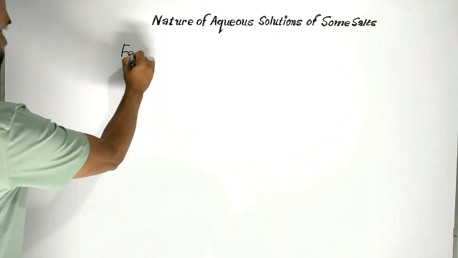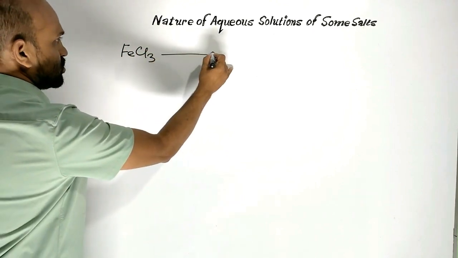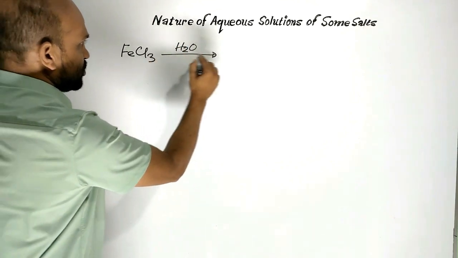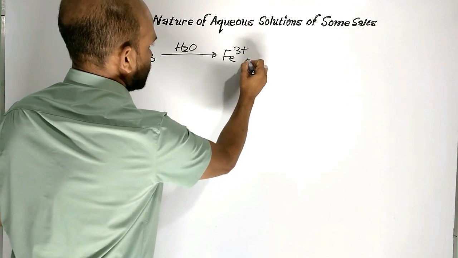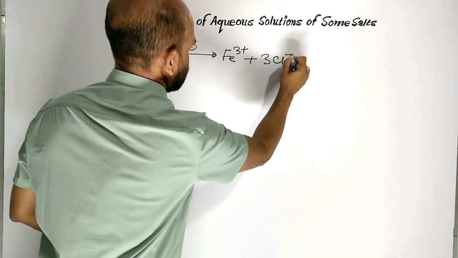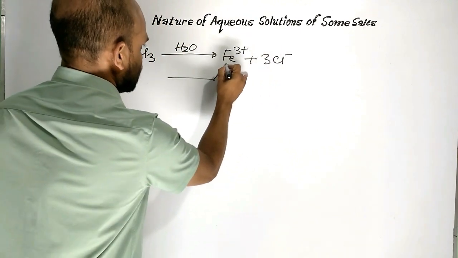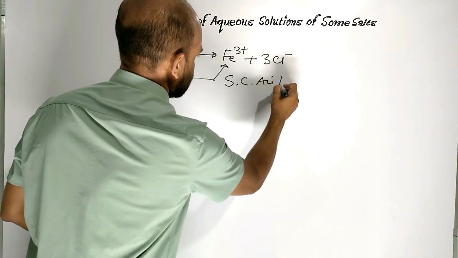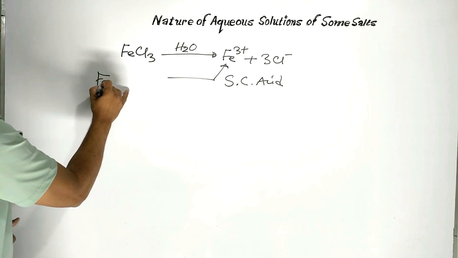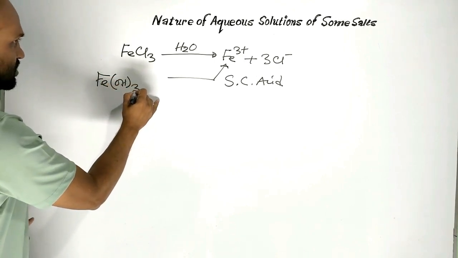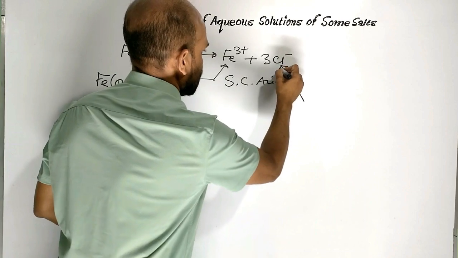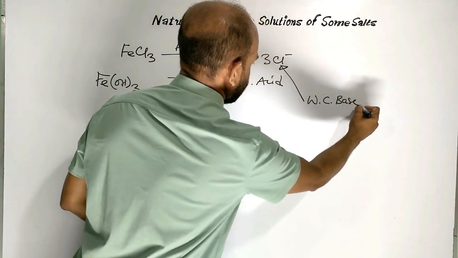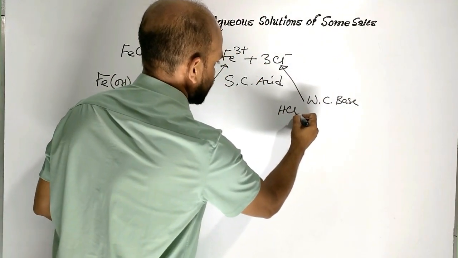Now, ferric chloride. When ferric chloride is dissolved in water, it ionizes to ferric ion and chloride ion. Ferric ion is a strong conjugate acid of weak base ferric hydroxide, but chloride ion is a weak conjugate base of strong acid hydrochloric acid.